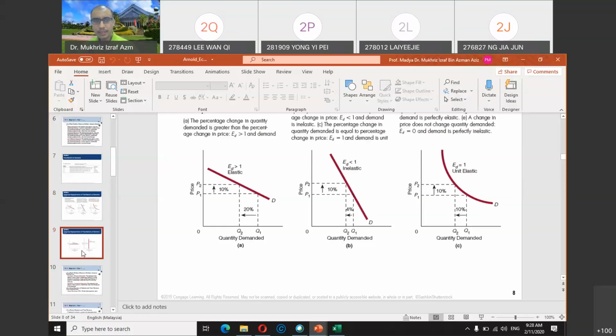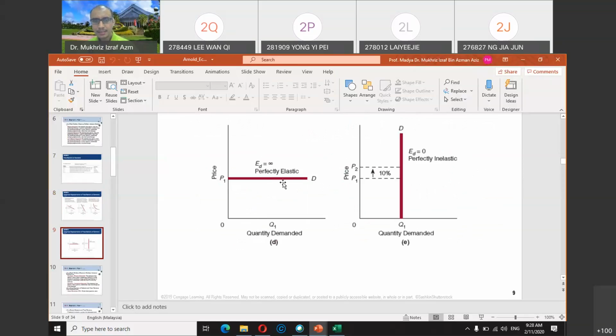But the last two cases just now, perfectly elastic, the demand curve is perfectly horizontal, meaning just a bit of change in price. Of course you cannot see here. The quantity can go from zero to infinity. So that is what is called perfectly elastic. Even just a tiny change, the demand can go from zero to infinity. But perfectly inelastic means no matter how much the price changes, the price can go up or down, but the quantity remains at Q1. So the consumer just doesn't care about the price changes because the quantity will remain the same.